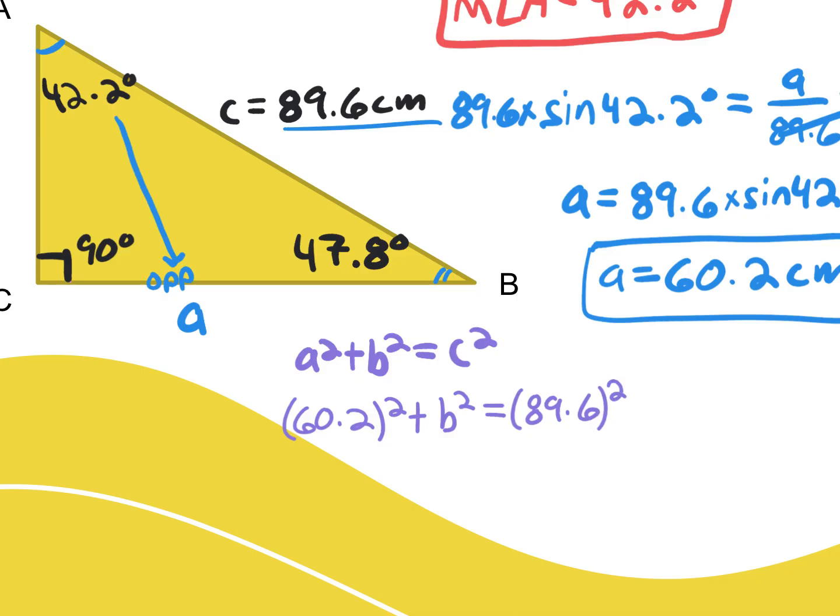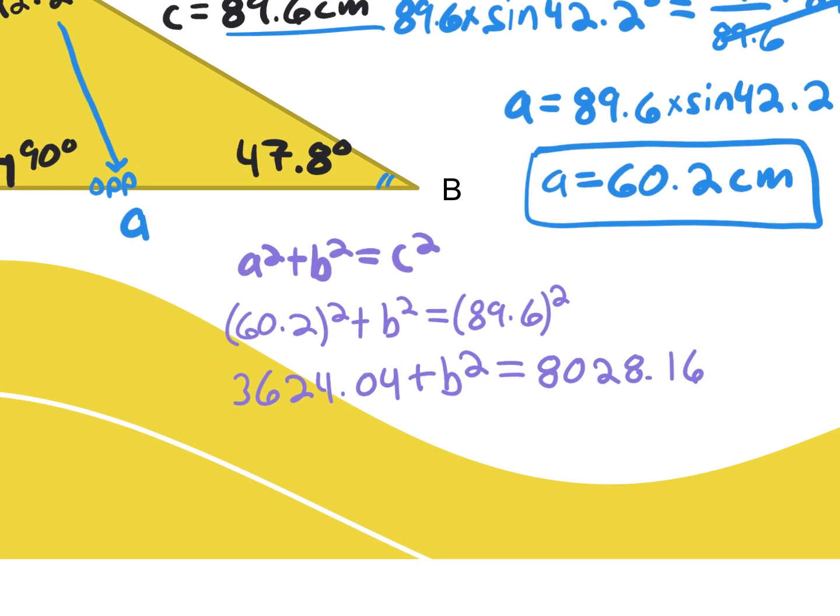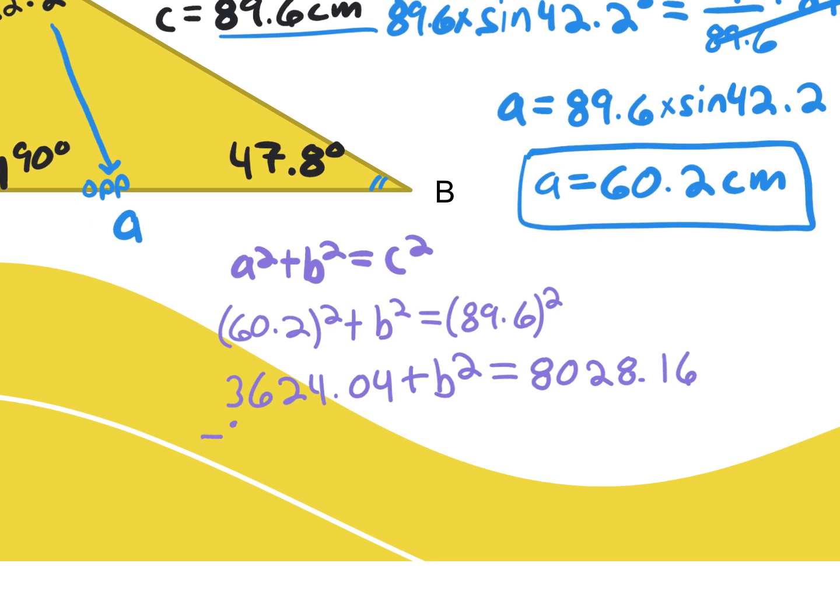So we're going to do 60.2 squared, which is going to get us 3,624.04. Plus b squared, and then you're going to do 89.6 squared. So you get 8,028.16. And then you want to get b squared by itself. So let's subtract 3,624.04 from both sides.